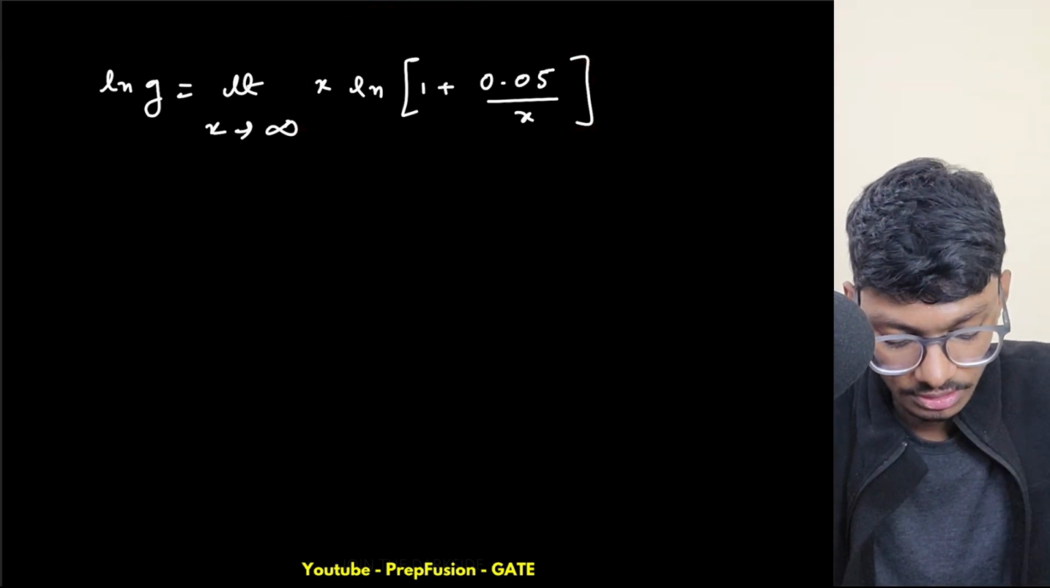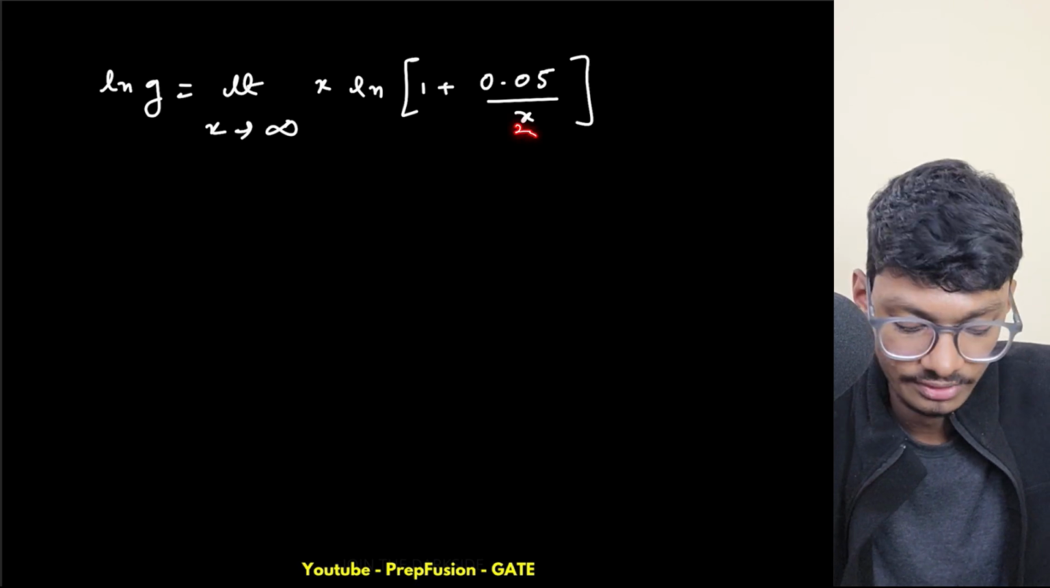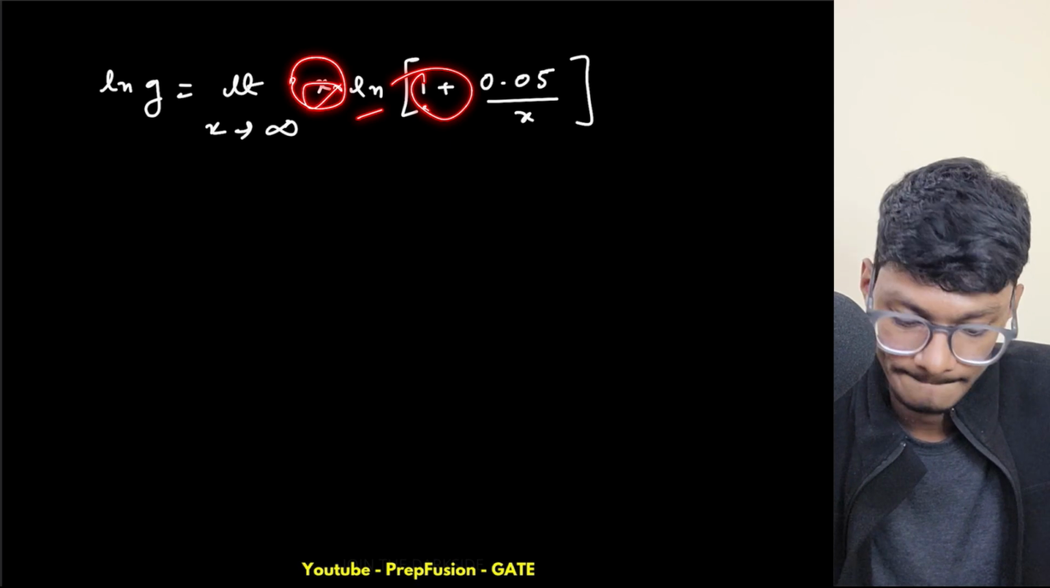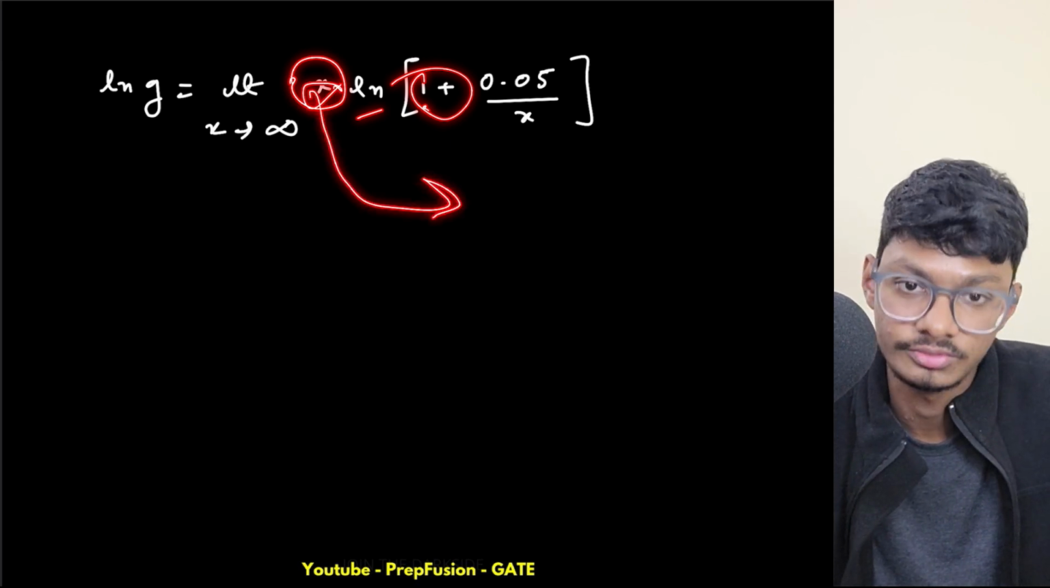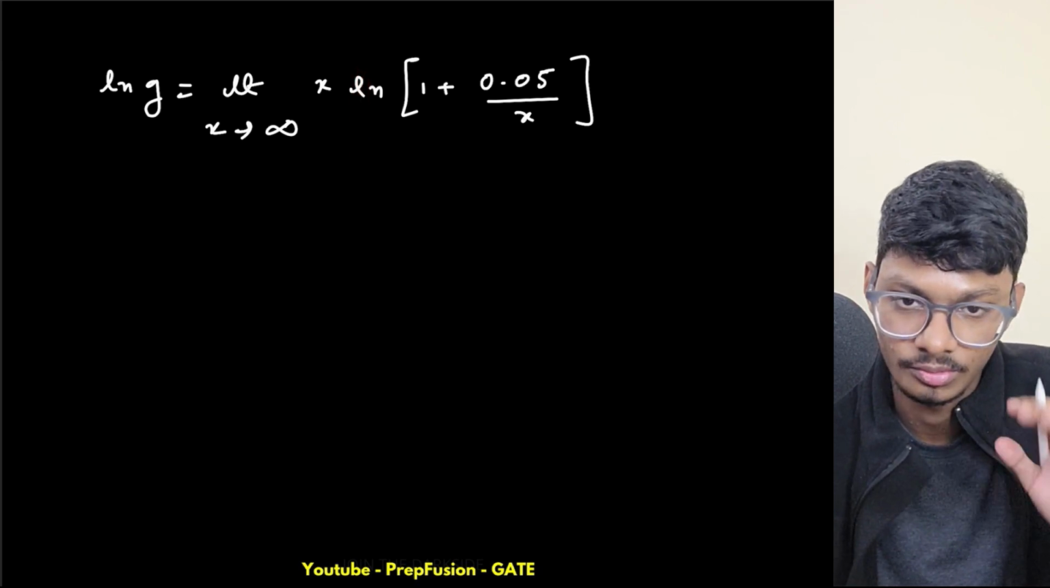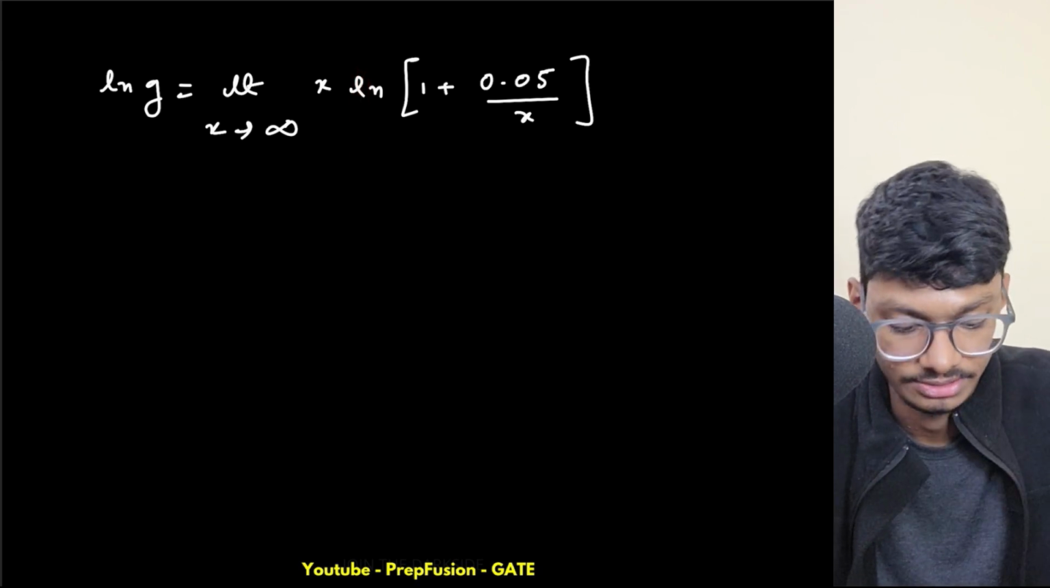How to use L'Hospital? If I put x tends to infinity, this is going to ln of 1, which is 0, and this is going to infinity. If I make this the denominator, this will go to 0 again. 1 by x is also going to 0. So if I somehow get this to the denominator, this will be 0 by 0 format. That is my aim right now.